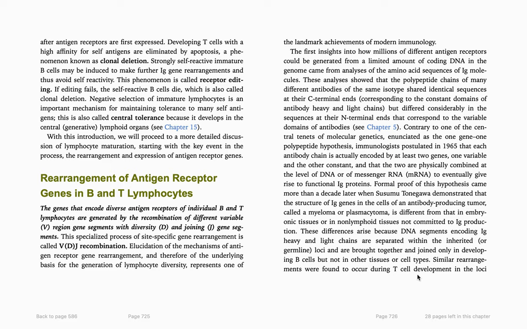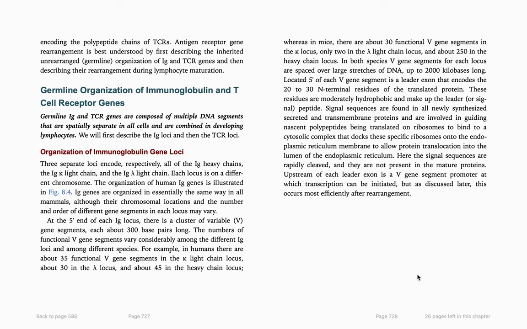Similar arrangements were found to occur during T cell development in the locus encoding the peptide chains of the T cell receptor. Antigen receptor gene rearrangement is best understood by first describing the inherited germline organization of Ig and T cell receptor genes, and then describing their rearrangement during lymphocyte maturation.